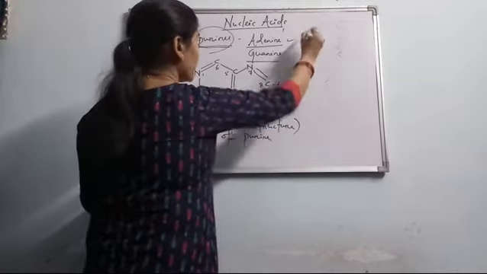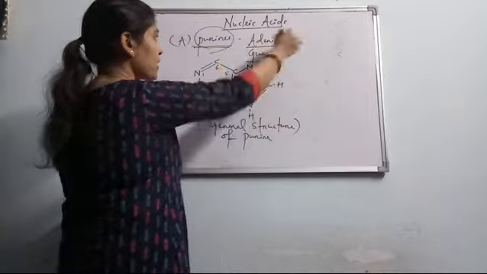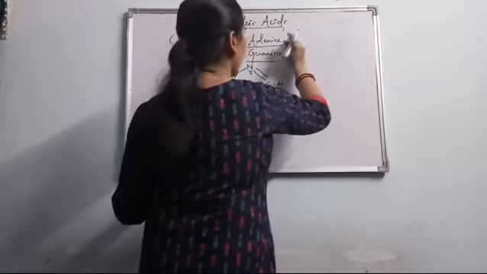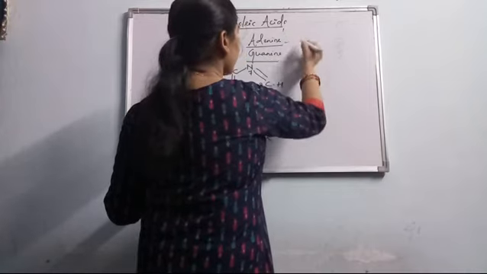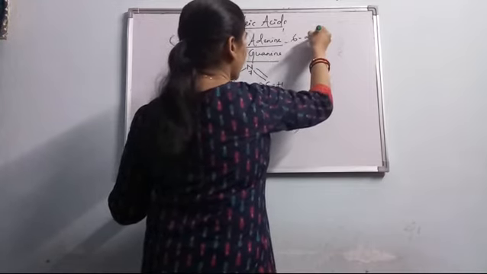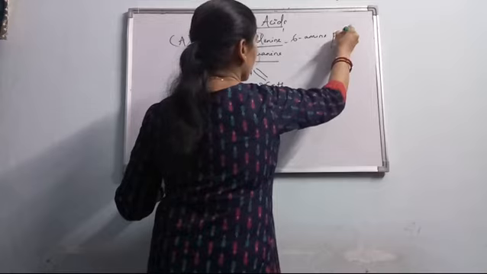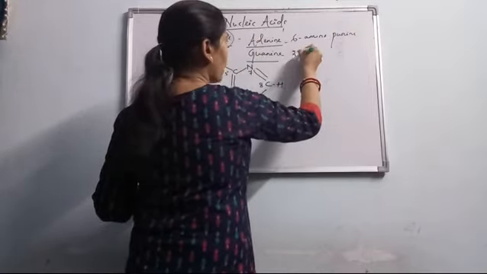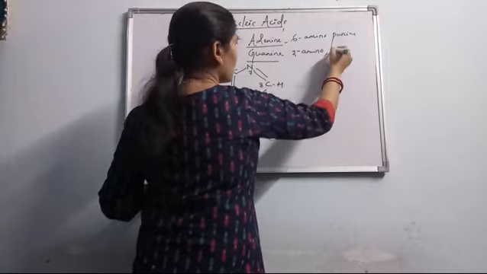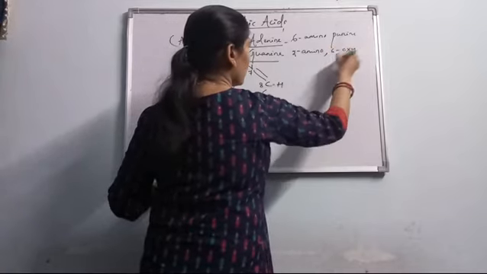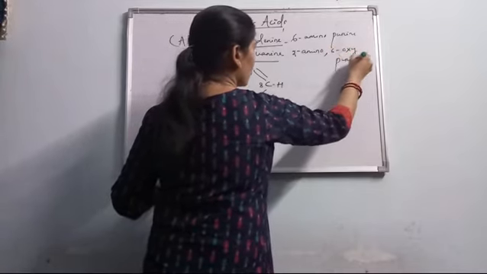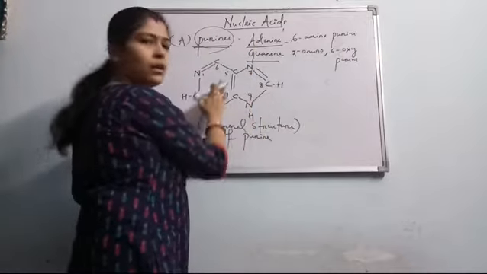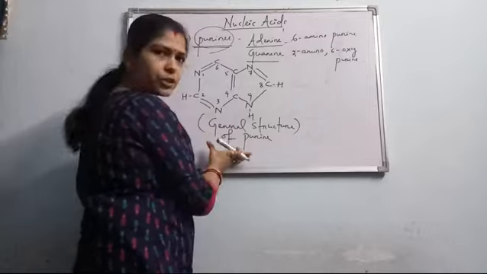Now I have told you that nitrogenous bases, the purines, are of 2 types, adenine and guanine. So basing upon the chemical name, what is adenine's chemical name? It is 6-amino purine, and guanine is 2-amino 6-oxy purine. So just basing upon the name, we have to adjust the groups here. This is the general structure, so we have to adjust.